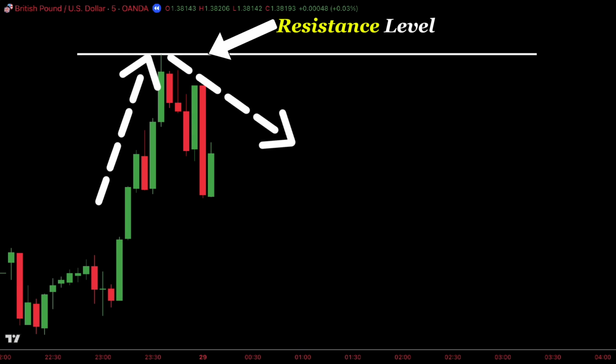Price returns to the level, gets rejected again, sweeps liquidity above it, and then moves down as expected. Now look at another chart example. Here the market was trending down, then reached this level and reversed. This is a key support level.